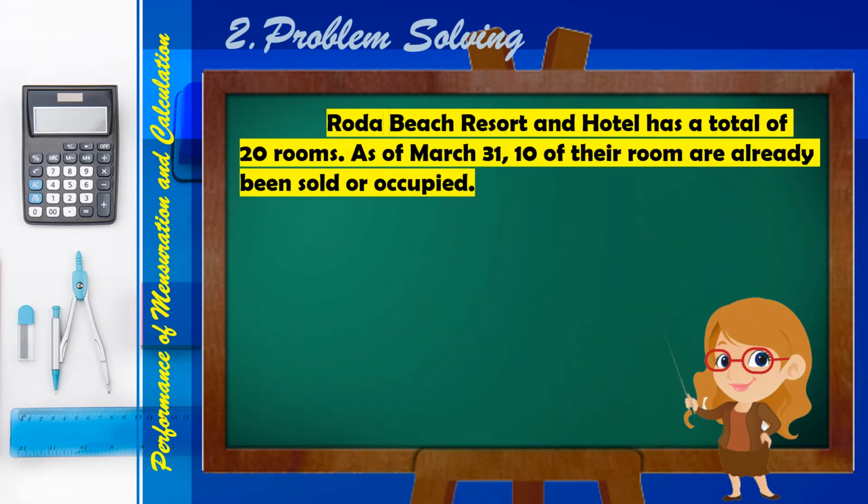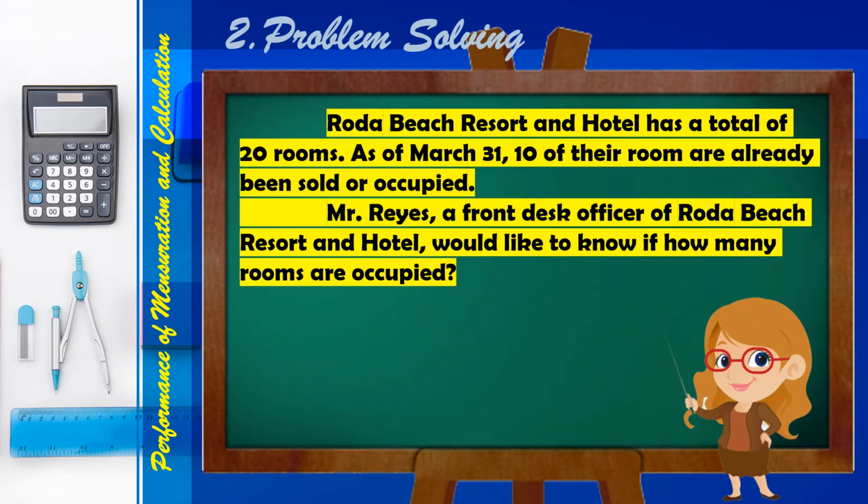Okay, another one. Rhoda Beach Resort and Hotel has a total of 20 rooms. As of March 31, 10 of their rooms are already sold or occupied. Mr. Reyes, a front desk officer of Rhoda Beach Resort and Hotel, would like to know how many rooms are occupied. So what formula are we going to use in getting the room occupancy percentage?